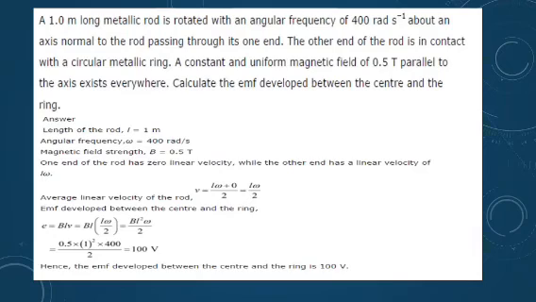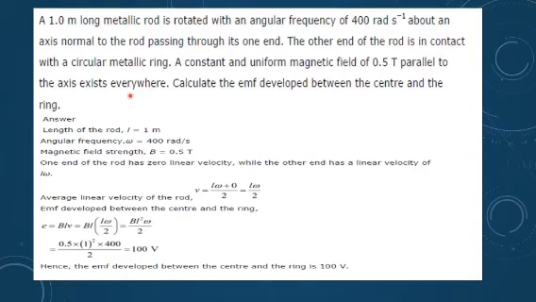So a question taken for you people. One question is there, I am reading it out for you. A 1 meter long metallic rod is rotated with an angular velocity of 400 radian per second. This omega is given, about an axis normal to the rod passing through its one end. The other end is in contact with a circular metallic ring. It means you are just keeping it in the circular path. A constant and uniform magnetic field of 0.5 Tesla parallel to the axis exists everywhere.